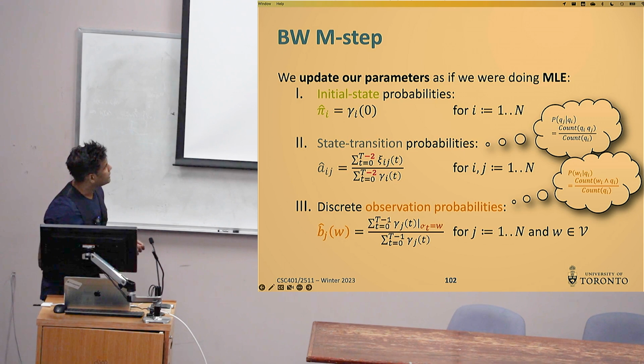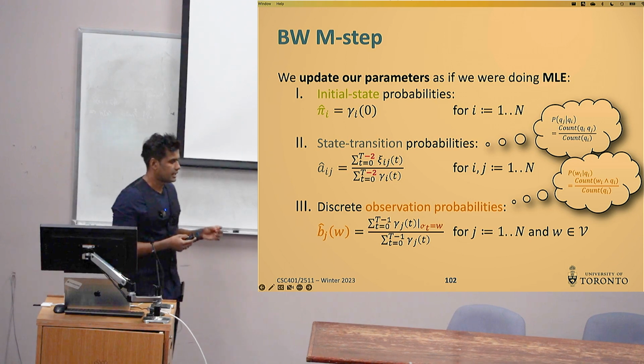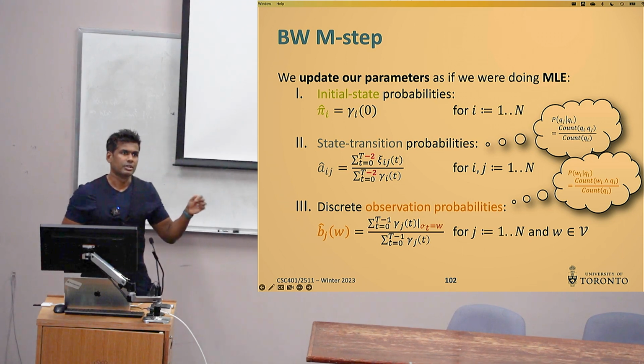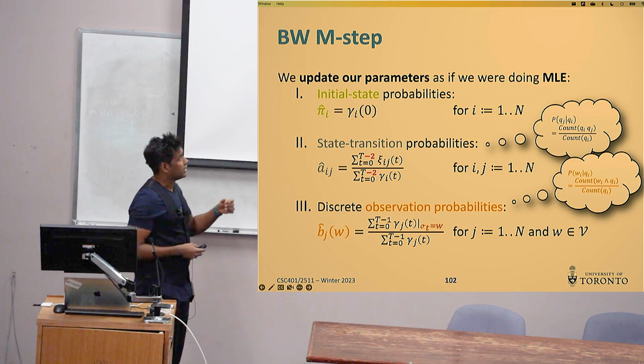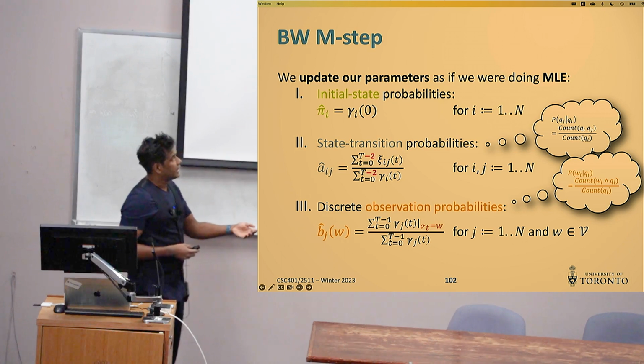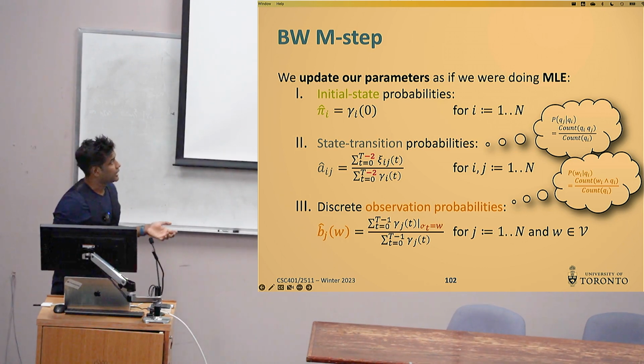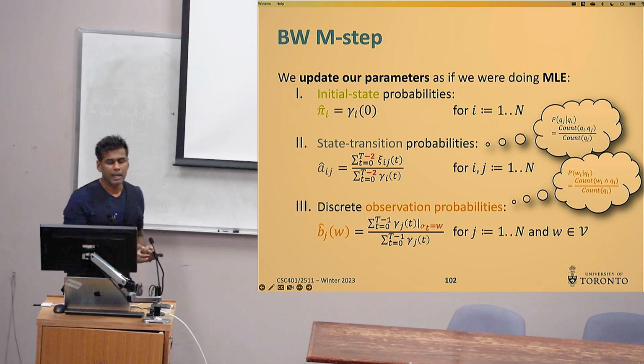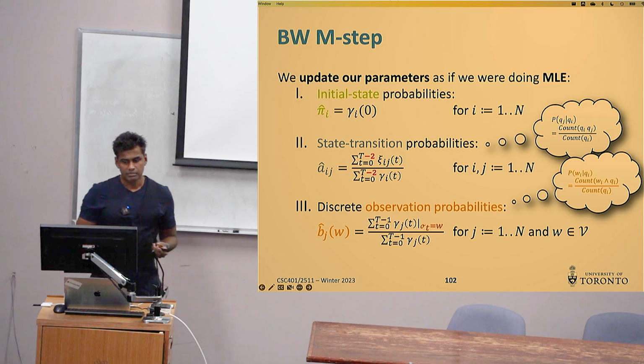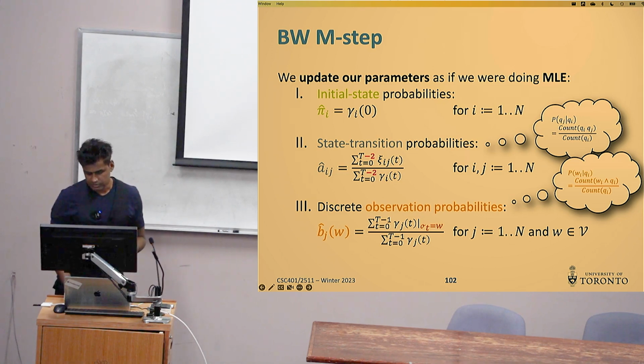The same thing goes for the emission probability. Here we're basically doing a maximum likelihood estimation, which reads as: how many times have we observed a certain word when we're in a certain state, normalized by the total number of times we have been in that state. Okay, so once we do this, we have new values pi, A, and B. And this is our theta k plus 1.